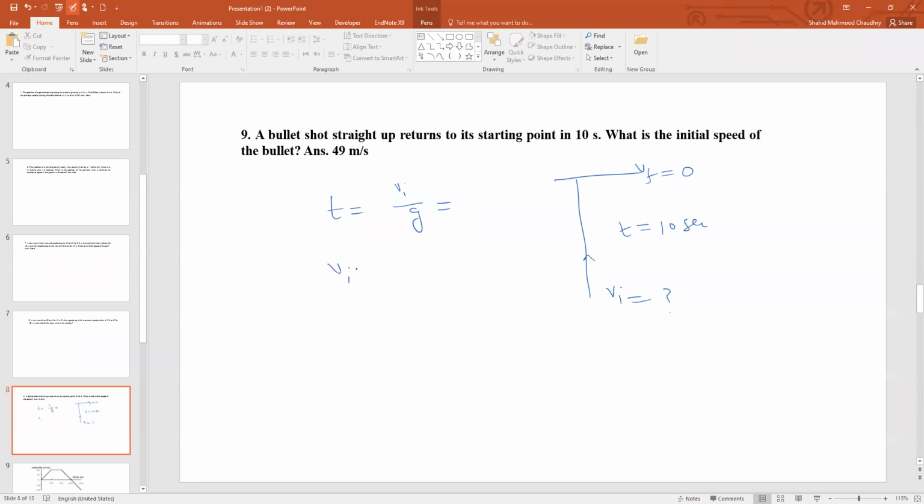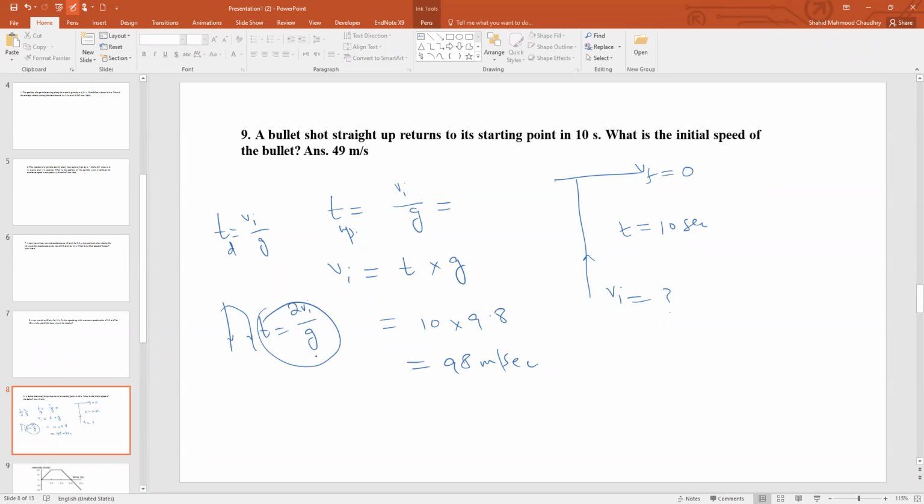So from here you can find VI equals T into G. T is 10 seconds and G is 9.8. In this way you can find the initial velocity of the particle. So this is 98 meters per second. Understand this one? This is for up, and for down you remember the same formula. For up and down, the formula becomes 2VI over G. You should remember this one.